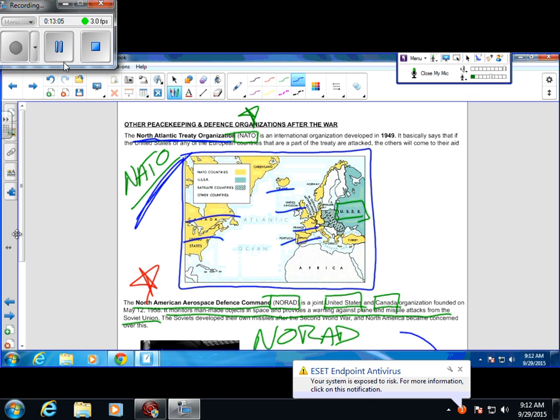For my little diagram here, you can see that Canada, United States, Iceland, United Kingdom, France, Portugal, Spain, Turkey, and so forth, are all part of NATO. If one of these countries is attacked, the rest of the NATO treaty nations will come in and help out. That's basically what it was.